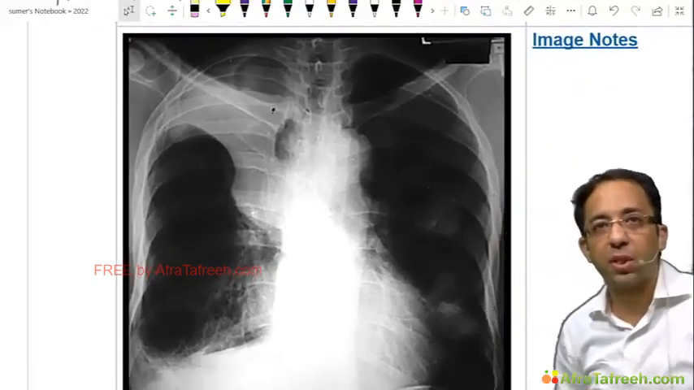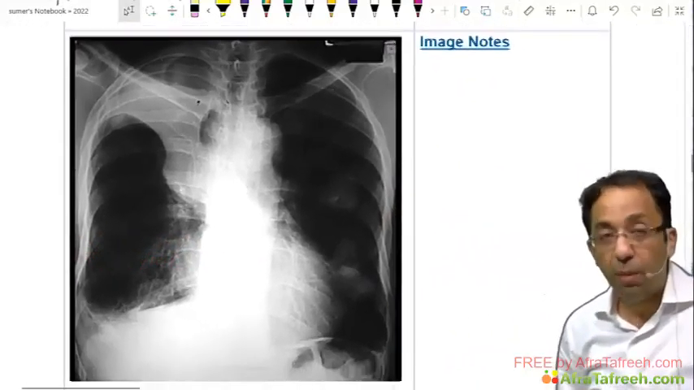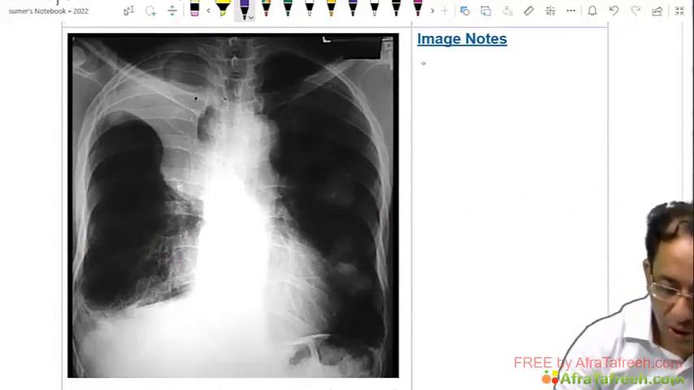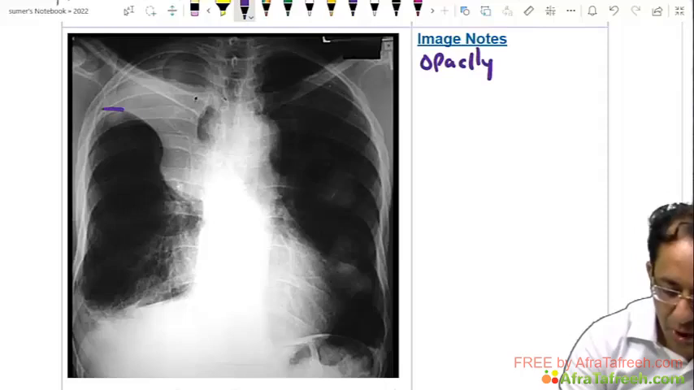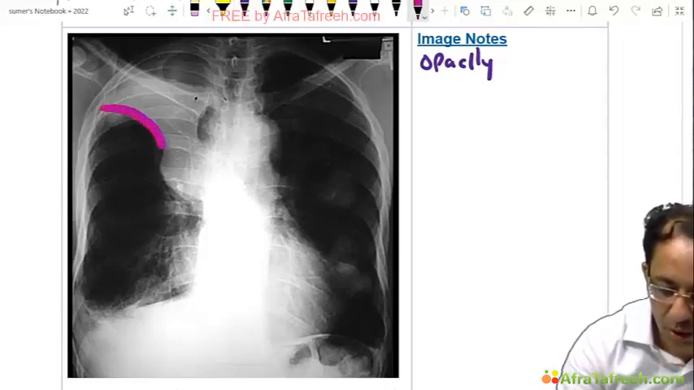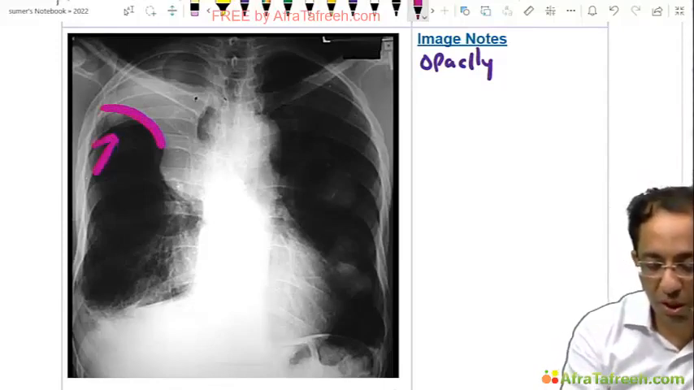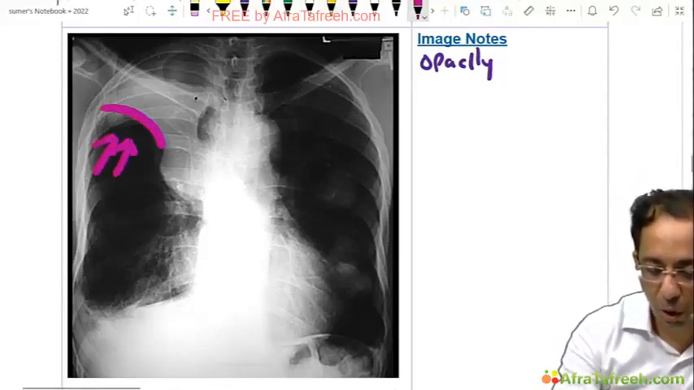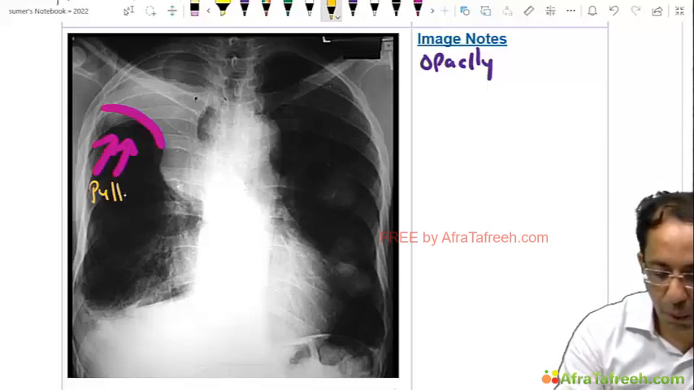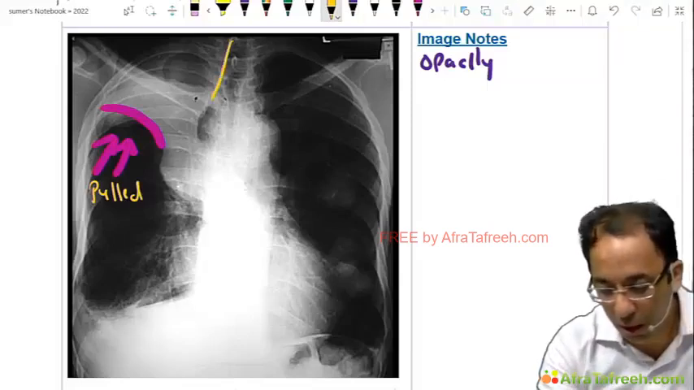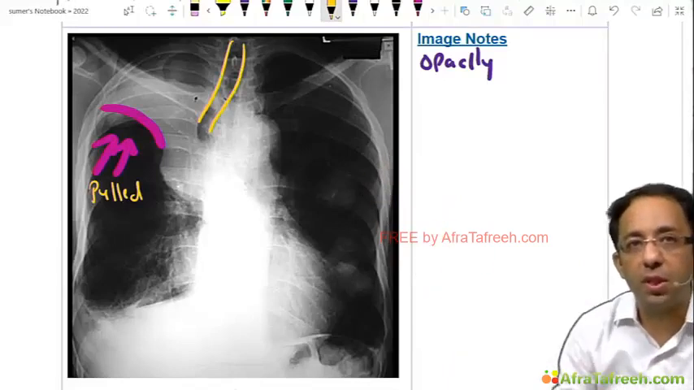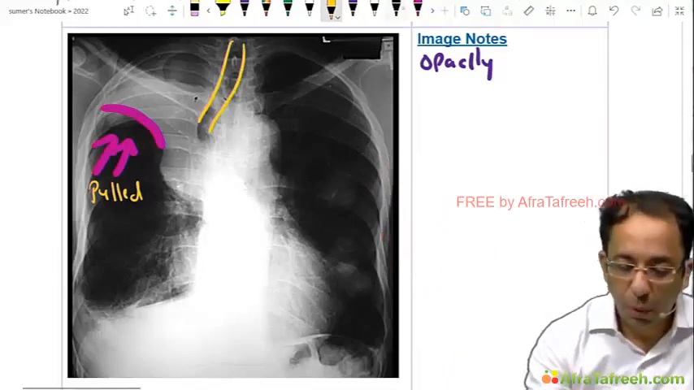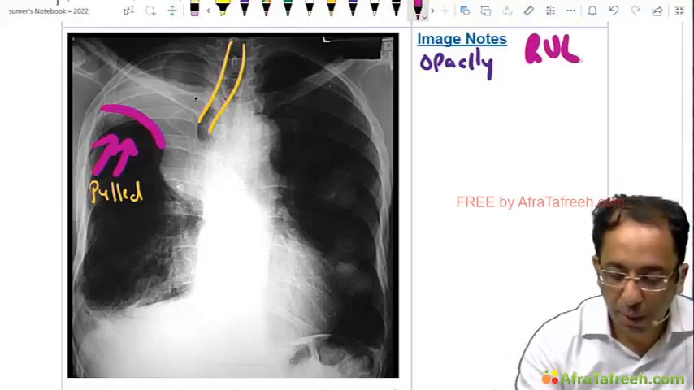Now I want all of you to see this X-ray. Very important question. Again you have an opacity on the right side which has a sharp smooth margin, which has a sharp smooth lower border. So the horizontal fissure is pulled up. Trachea pulled towards the disease. So all of this is pointing towards right upper lobe collapse.